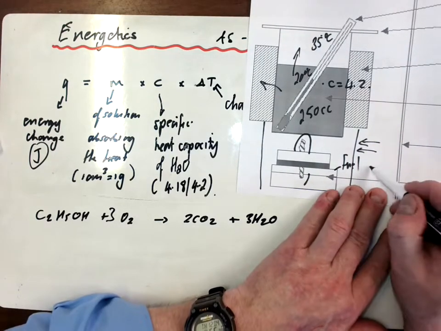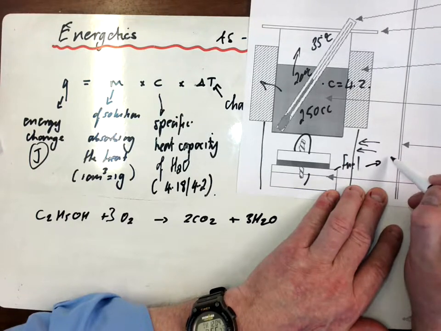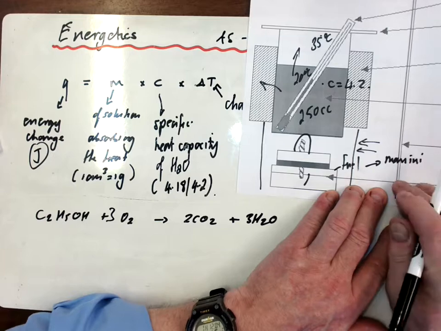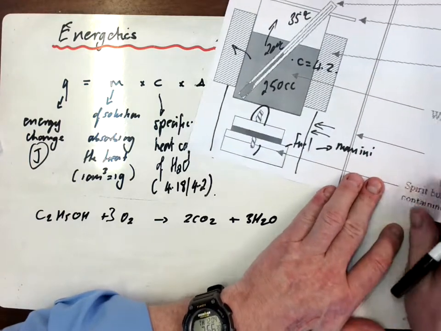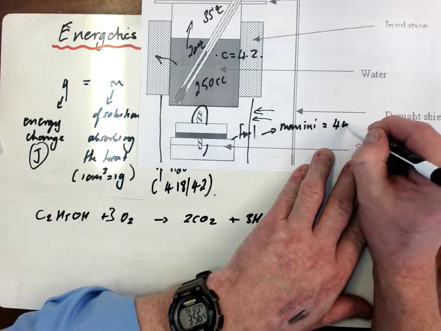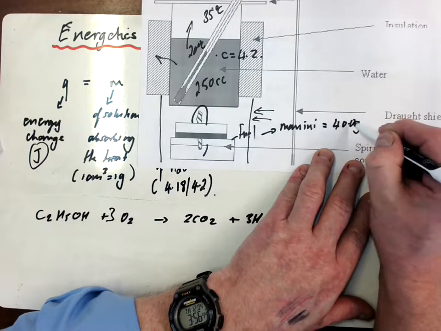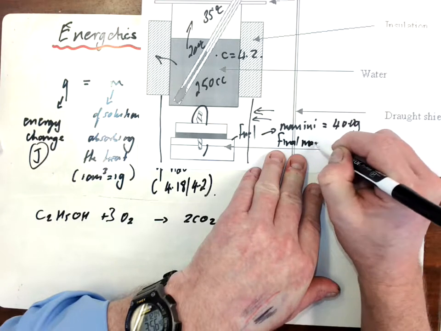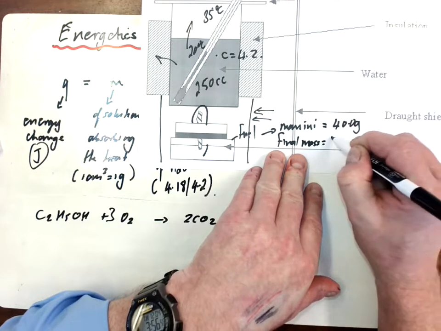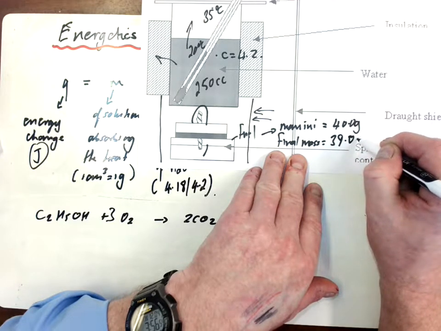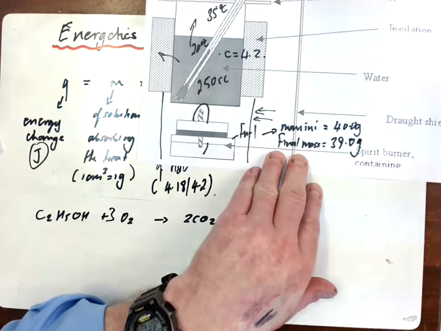Let's say our fuel burner at the start had an initial mass of 40.0 grams, and it had a final mass of 39.0 grams. So we'll make it nice round numbers.